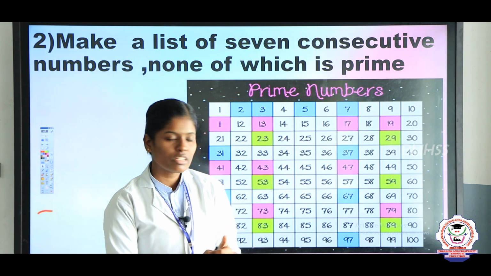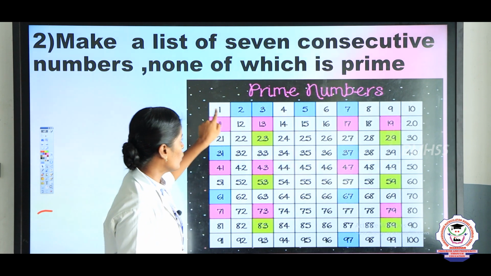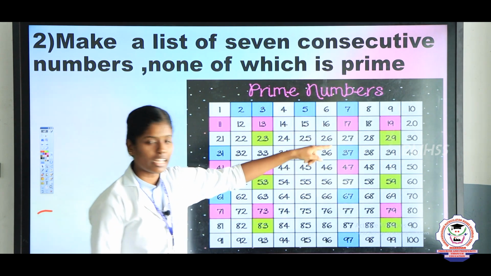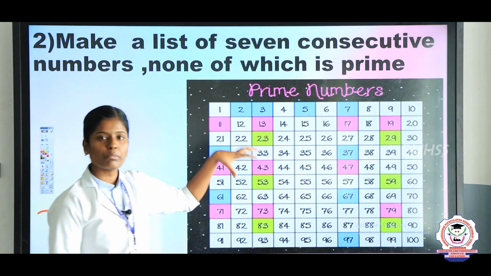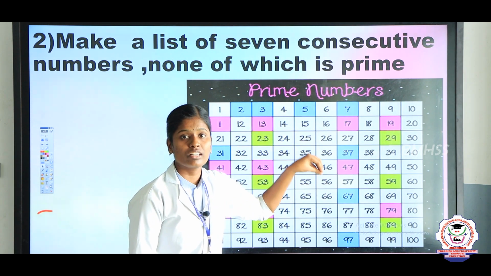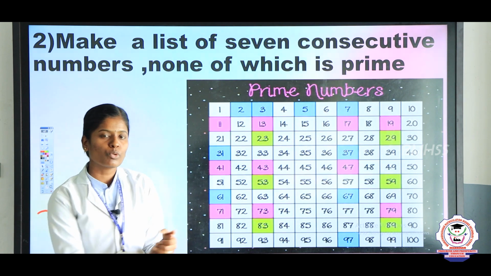Continuous 7 composite numbers. The answer is, listen here, in the first row we have 4, 6, 8, 9 and 10. So these numbers are called the composite numbers. Here some of the numbers are filled with colors like blue, pink and green. So these numbers are called the prime numbers and the remaining numbers are composite numbers.